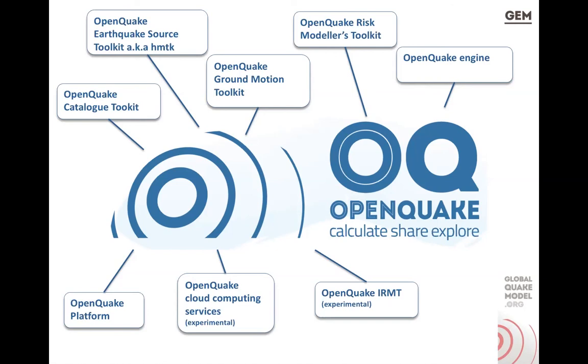On the risk side, we have the OpenQuake Risk Modelers Toolkit, which is, again, a Python-based library for simulating numerical models of buildings and deriving fragility and vulnerability functions for different kinds of structures. So this is something that you could use for deriving fragility and vulnerability functions for structures that you might find in your area of interest.